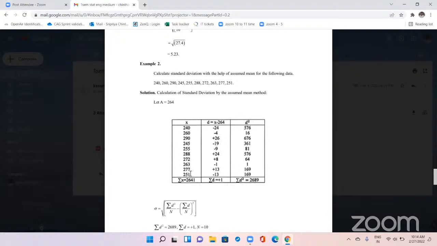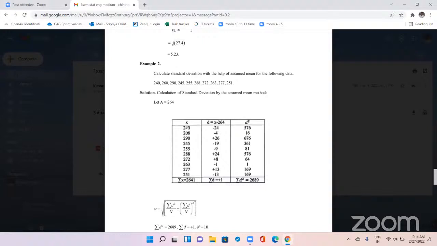So x values are there. Sigma x is equal to 2641. Now you need not calculate the sum of the values; sigma x is 2641 only. You should write 240, 260, and so on. Our deviation d is equal to x minus 264. Here I have taken A is equal to 264. d is equal to x minus A. A is nothing but the assumed mean or any arbitrary point.